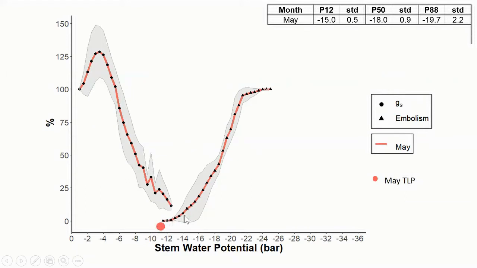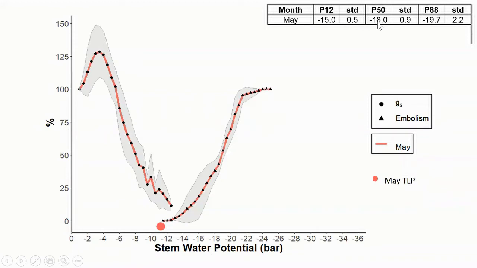Cavitation started only after. And I should point out that these values are very similar to what I showed you earlier, to the values I got from potted grapes. Turgor loss point at about 11, cavitation starts at about 14 or 15. You can see here, up here, this is the P12, it's 15 bars, the P50 is 18 bars.